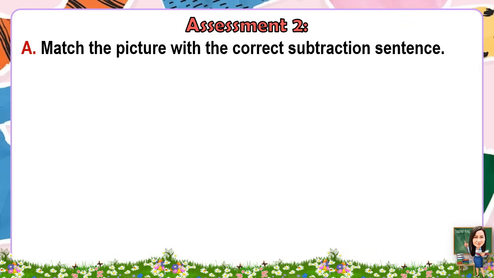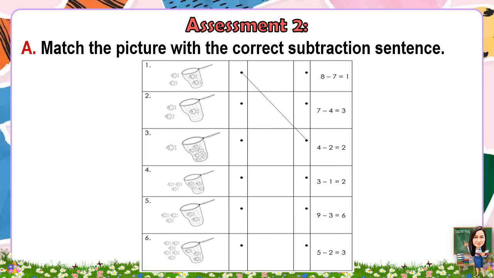Let's do assessment number 2. Letter A, match the picture with the correct subtraction sentence. Number 1 is done for you. The subtraction sentence is 4 minus 2 equals 2. The subtraction sentence for number 2 is this. 3 minus 1 equals 2. The subtraction sentence for number 3 is this. 8 minus 7 equals 1.